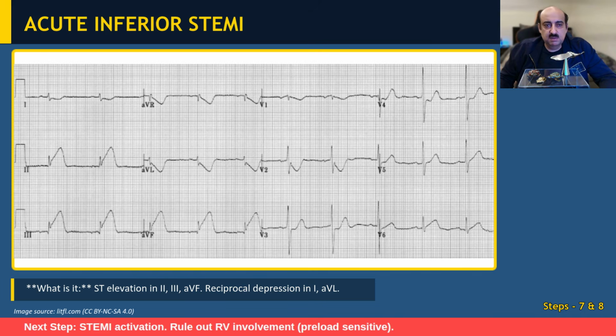So in this example, you have easily more than 1 millimeter ST elevation in leads 2, 3, and AVF, which is inferior territory. And there are reciprocal changes occurring in the lateral leads. So in lead 1 and AVL, you can see there are reciprocal ST depression and T inversions. So this is indicative of acute inferior ST elevation myocardial infarction. One of the first things would be STEMI protocol activation, which would have already been done by now by the paramedics if the patient has been arriving pre-hospital to the regional center.